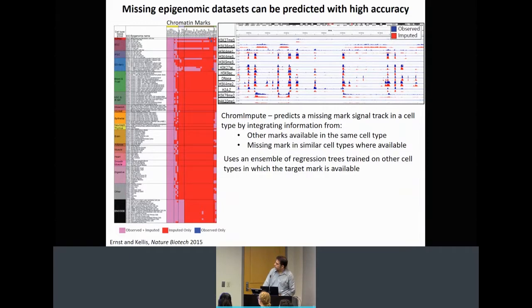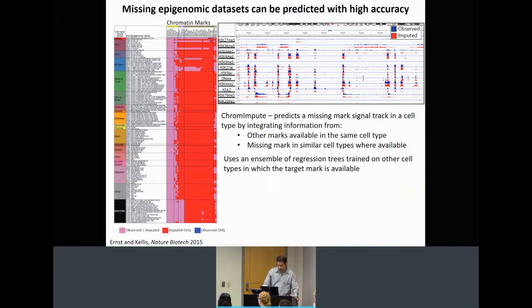So what you're seeing now here is this grid where red means we have imputed data, and then the pink means we have both observed and imputed data available. And what you're seeing up here is in blue is observed experimental data, and red is the imputed version, where we're not using information from that specific experiment to form that imputation. And you can see it agrees quite well visually, and we did a large number of quantitative comparisons, which are detailed in the paper.